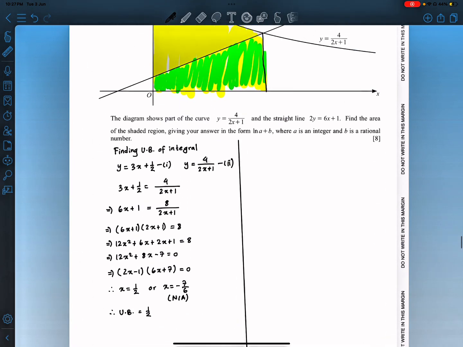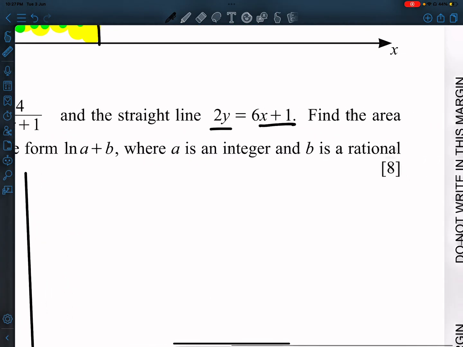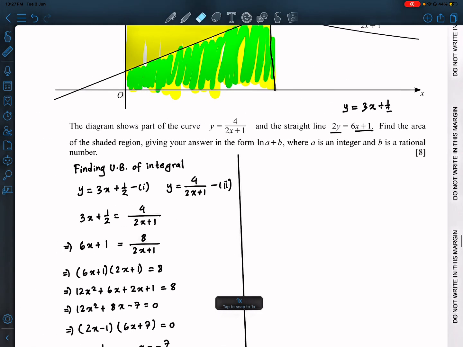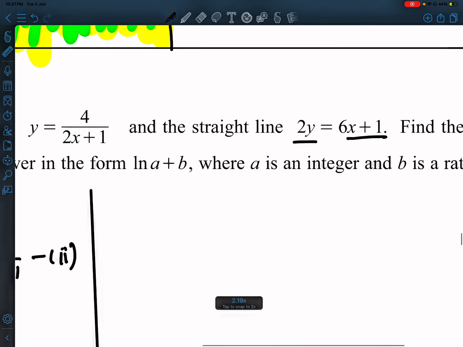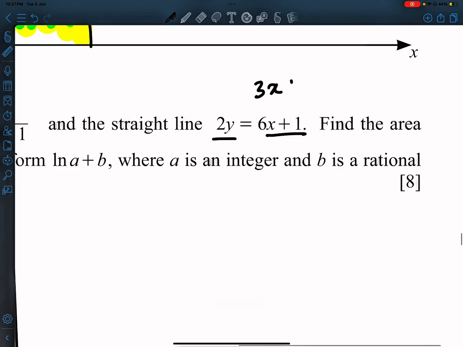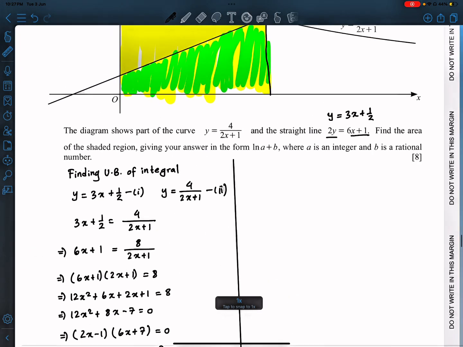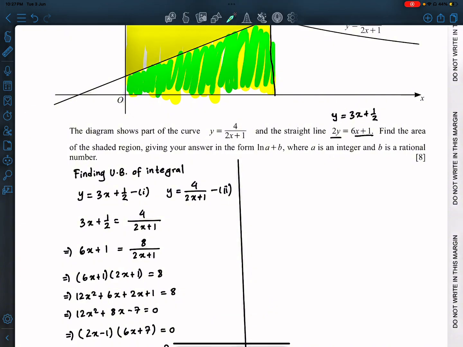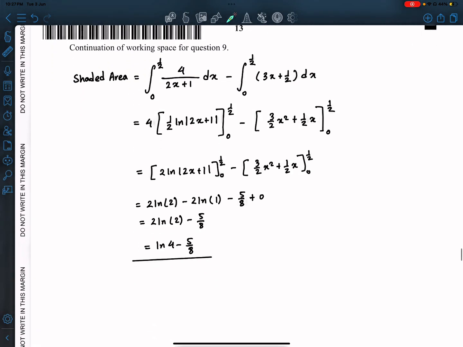Here, the line is given to be 2y = 6x + 1. We need to find it in terms of y. So we divide both sides by 2, and we find y equals twice x plus half. Y equals twice x plus half, of course. All right. So if y equals twice x plus half, we can integrate this.